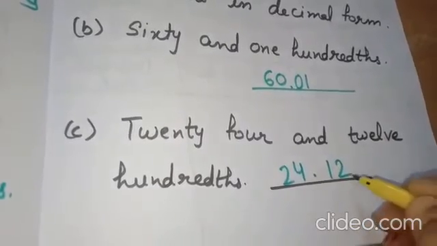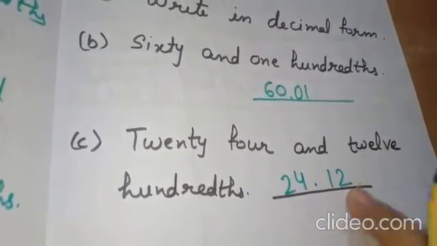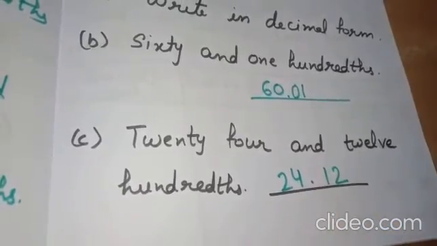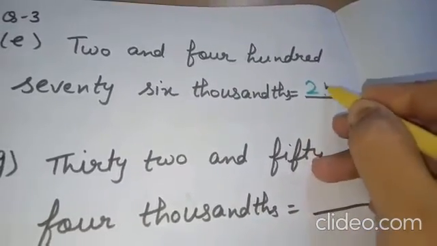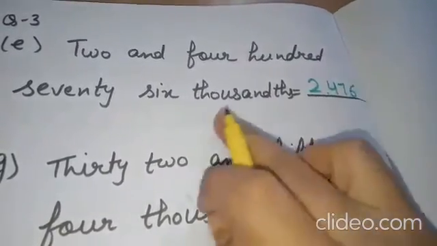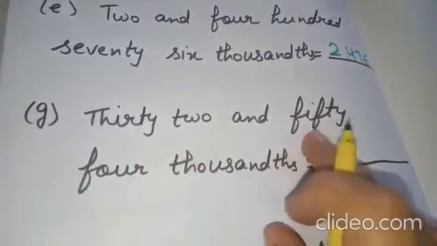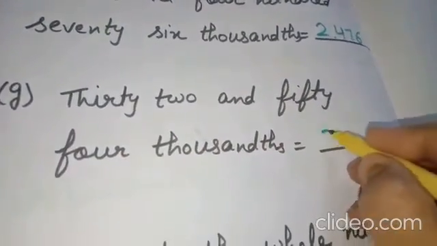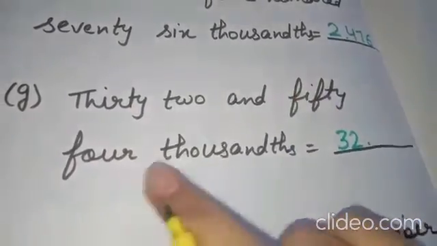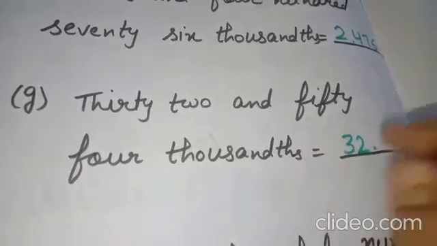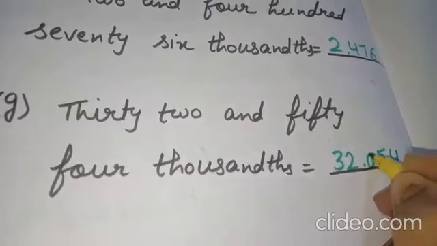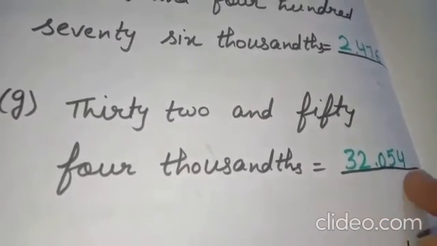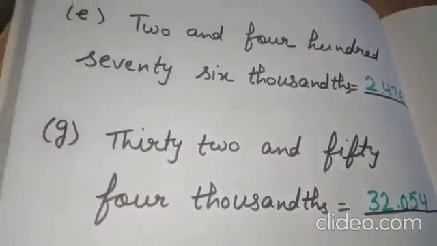12 hundredths means this 2 will be at the hundredths place, so here we will not write 0. Okay. Let's do one more part. 2 and 476 thousandths. Thousandths place is here. One more, let's see. 32 and 54 thousandths. Thousandths means there should be 3 places, but 54 is a 2-digit number, so we will write 0 as well. So 32 and 54 thousandths. The remaining part of question number 3 you will do on your own.